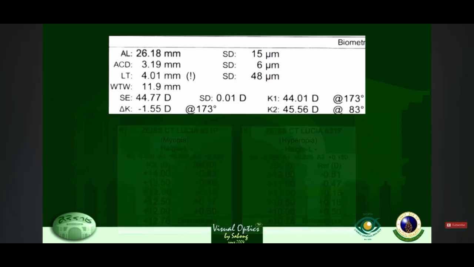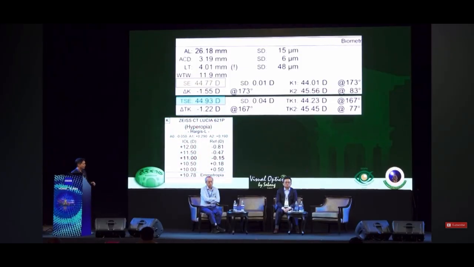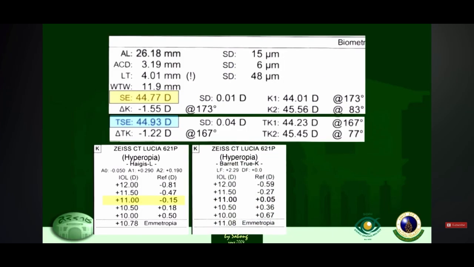So if you have the front and the back relationship, and you look at the TK, now you see that the TK is giving you a higher value. Even though it doesn't go beyond 0.2, it's just giving me the trend that if I want to bet, I would bet this eye had hyperopic treatment because of the relationship of the front and the back surface. So if you go for the hyperopic treatment from the Haigis-L and for the hyperopic treatment with the Barrett True K, it gives you a very close +11.